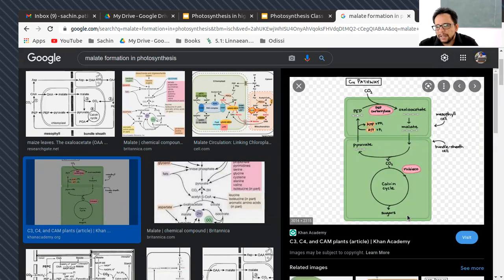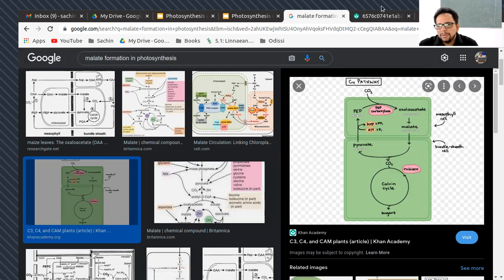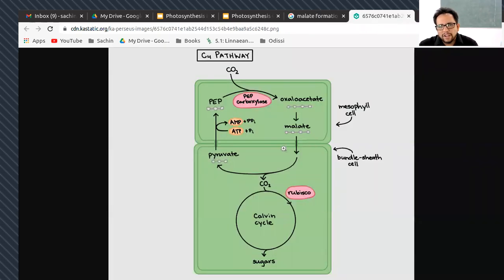Yeah, this is an even better diagram, so let me use this one now. What they are talking about is the overall C4 pathway. This is the first step of the Calvin cycle in C4 plants, right? PEP, phosphoenol pyruvate, which is a 3 carbon compound, after addition of carbon dioxide becomes a 4 carbon compound. And this reaction is catalyzed by PEP carboxylase, right? After this, the 4 carbon compound gets converted into malate.